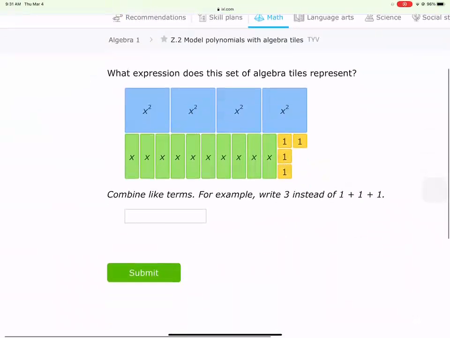I want you guys to try to figure out right now what this would be. I'm going to give you guys about, let's say, 30 seconds. Okay, 30 seconds. Okay, 10 more seconds.